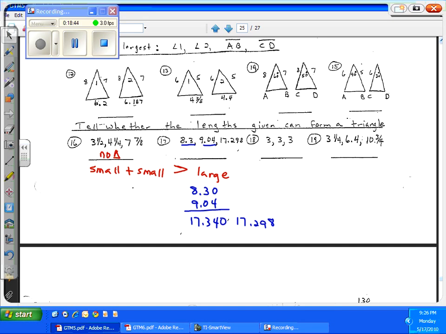17.298. To compare, we'd put a 0. This is 17 and 340 thousandths as compared to 17 and 298 thousandths. 340 thousandths is bigger. Small plus small is greater than large. Therefore, it is a triangle. Yes, it is. Okay.